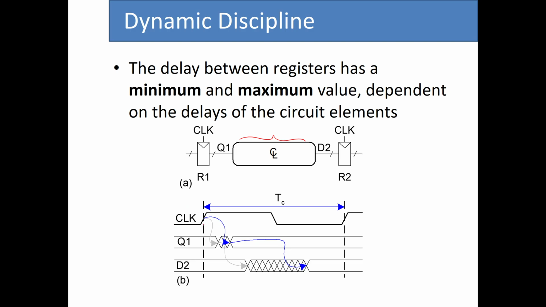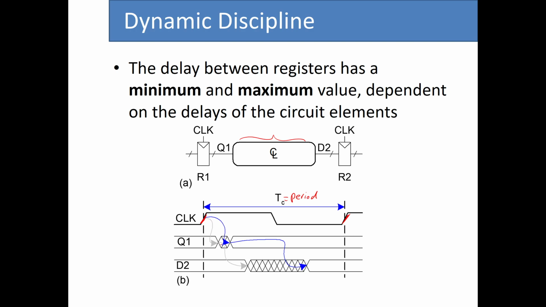So if we have a clock signal that looks like this, we define TC as the period of the clock. Basically, the time difference between the rising edge of the clock and the next rising edge of the clock. So this is called TC. We have this first gray arrow that shows the contamination delay from the clock to the output Q1. So this is TCCQ.